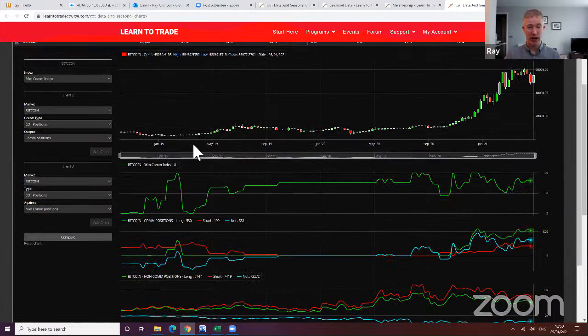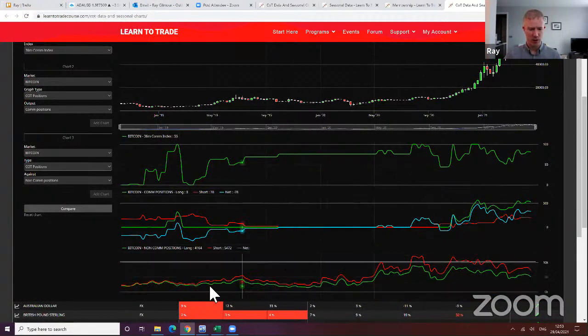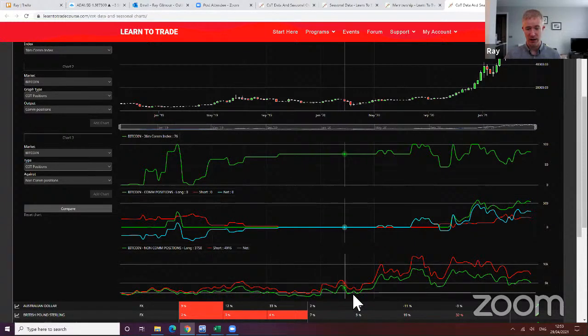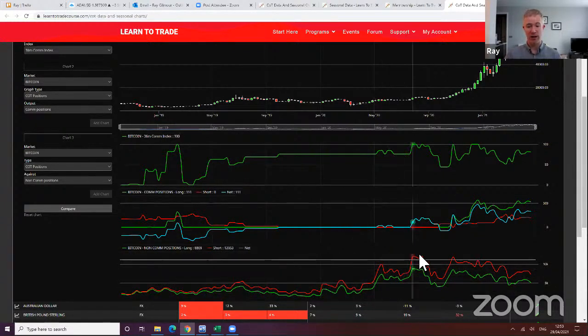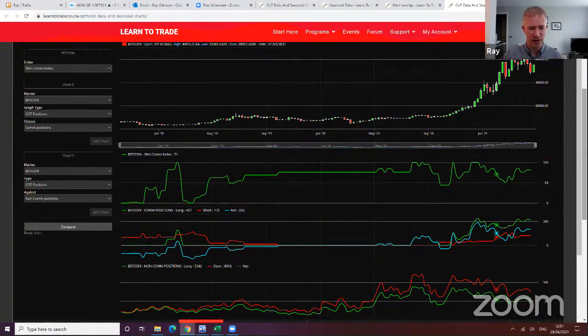And in Bitcoin, generally, we've been predominantly in uptrends, but you'll actually see that the non-commercials have always been short this market. You'll see there the red line has always been above the green line. So that shows they've had a larger short position throughout and have continued to do that. So they haven't behaved normally as trend followers as such. That is very, very rare.